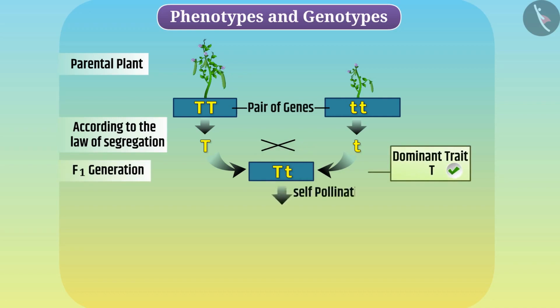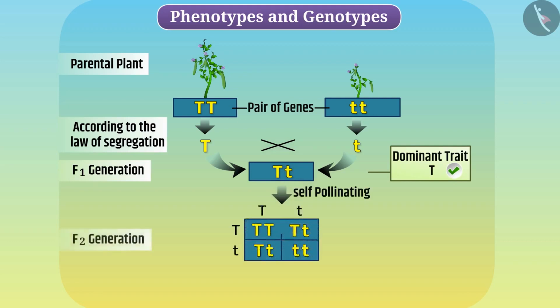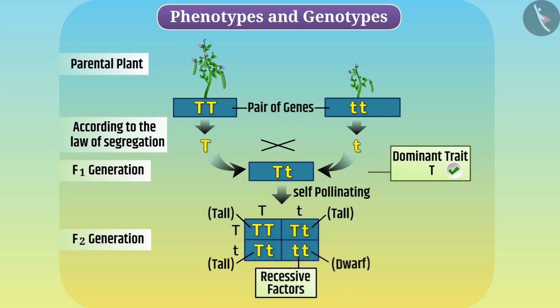After self-pollinating the F1 generation plants, F2 generation plants will have various combinations like this. Since tallness is a dominant character, therefore these plants will grow tall. And in plants that have both recessive factors, they will be dwarf.